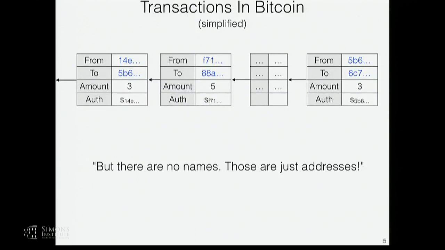Now, in Bitcoin, I was being slightly unfair: you don't actually post your payments together with your first and last name. You have an address, which is just a string, a cryptographic public key, and you spell out the public key that sends the payment and the public key that is supposed to receive it. So it's not quite names, those are just addresses. Indeed, this is why 10 years ago, when Bitcoin started, it was regarded as an anonymous payment system. There are no names, just payments being sent between cryptographic public keys.